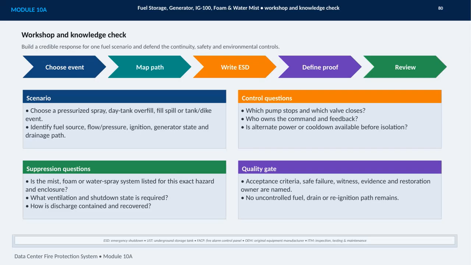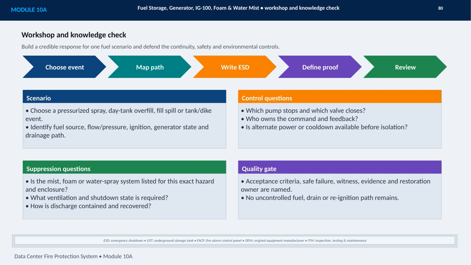This workshop and knowledge check asks me to build and defend a credible response to one fuel-related scenario, with continuity, safety, and environmental controls all addressed. The goal is not simply to describe an emergency shutdown, but to prove that the response works from detection through restoration. I begin by choosing an event: a pressurized spray, day tank overfill, fill spill, or tank and dike incident.